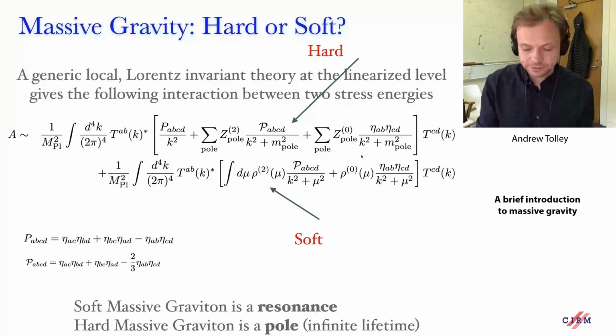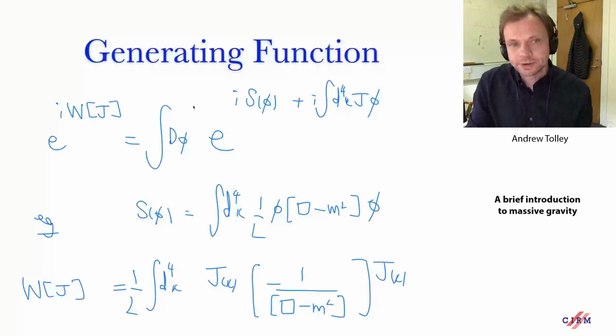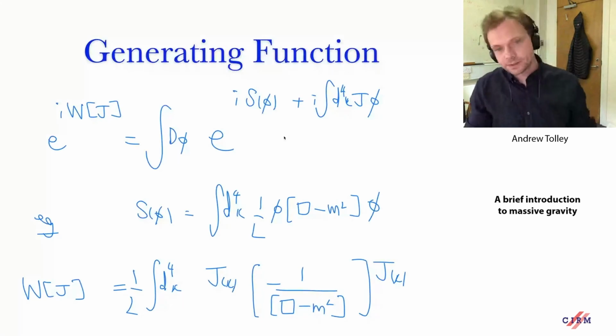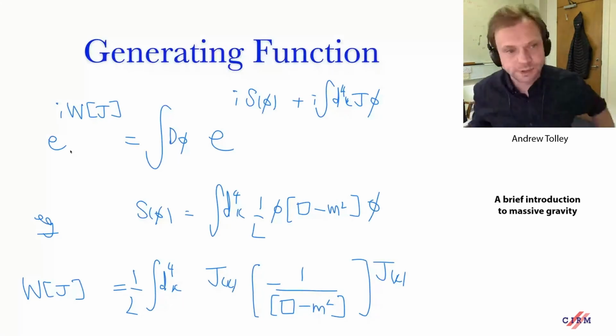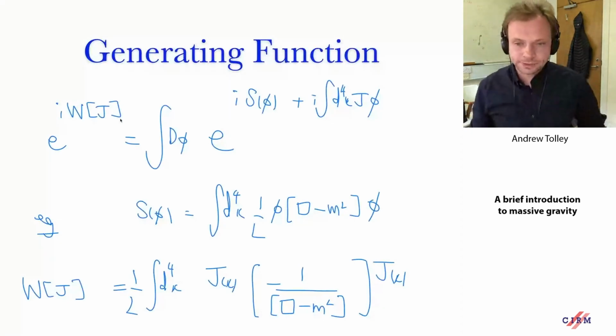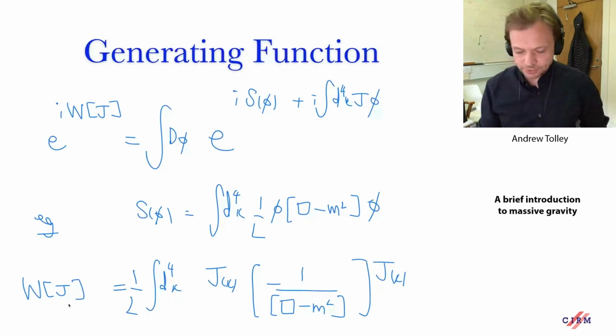So here what I've written is effectively the effective scattering amplitude between two sources. If you're not familiar with that language, let me explain a little bit. Hopefully you are familiar with the concept of a generating function in quantum field theory. You take the action, the path integral, and you add a source term, and you integrate over the field, and that defines the so-called connected generating function. If you do that for a free scalar field, the connected two-point function is something quadratic in the sources with a 1 over box minus m squared.